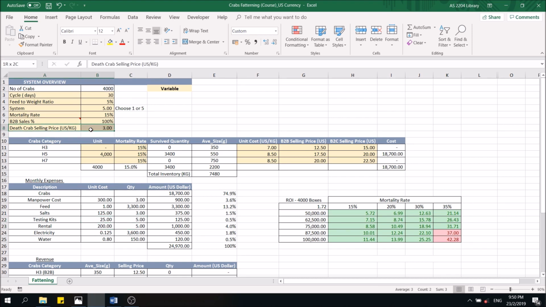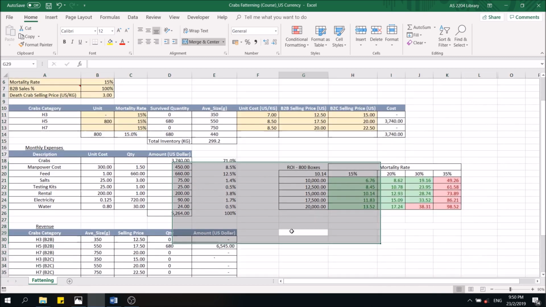The last parameter I'm going to show you is dead crab. Selling dead crab is a way to recover your losses. So let's change everything back to one system, to simplify the process. And for salt it is about $25 per month. So let's check. Okay, it changed. I have changed all the parameters to become one system.